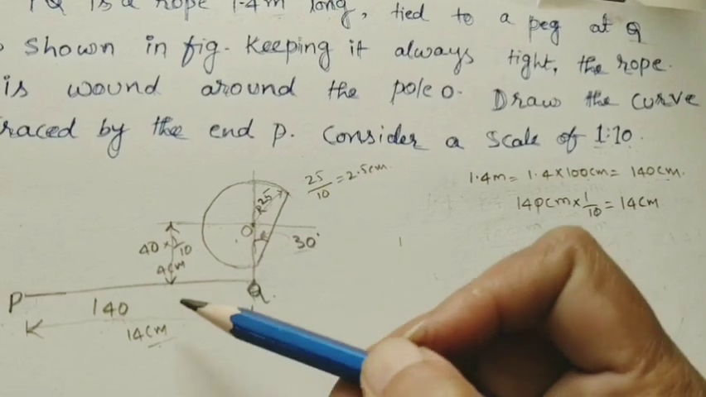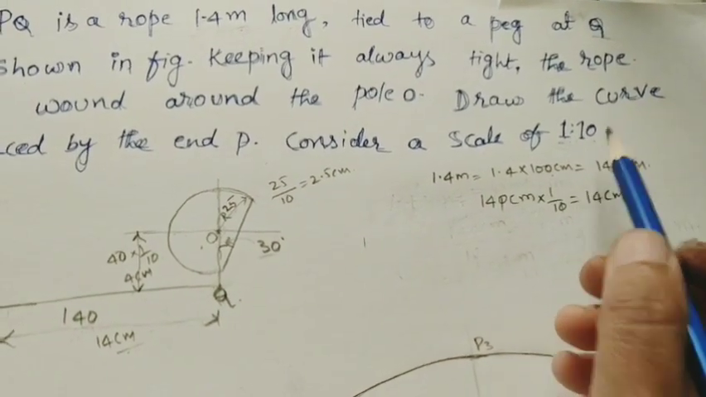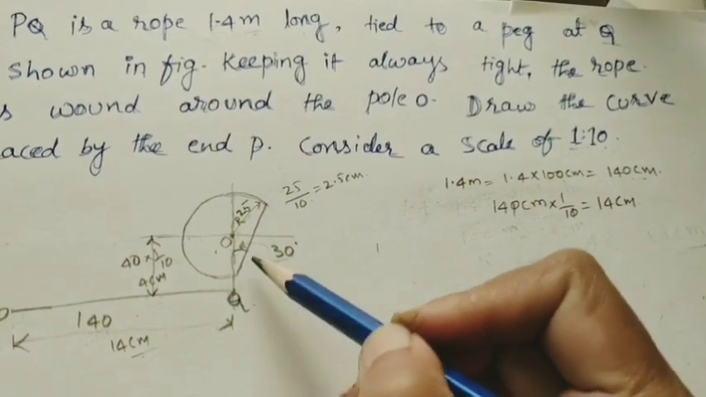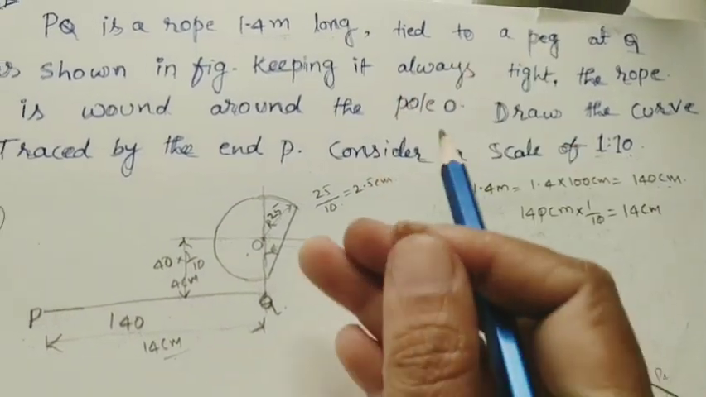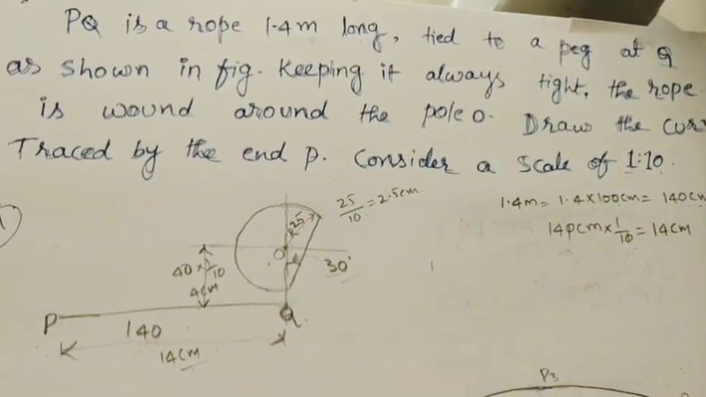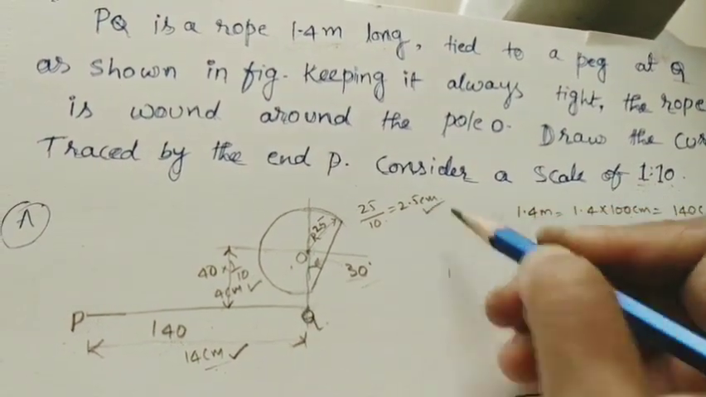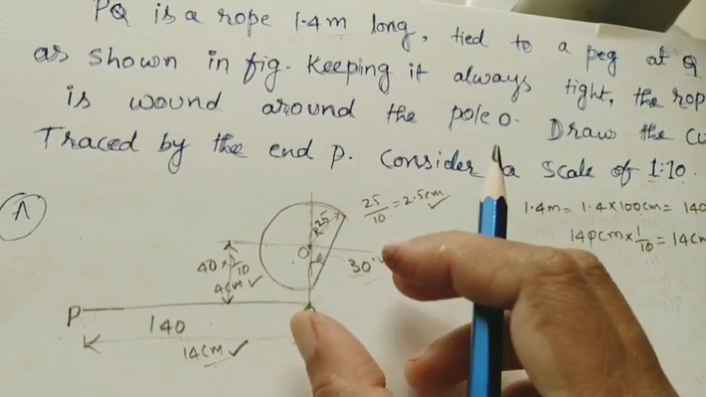Whatever values are given, we are reducing them by multiplying with 1/10. We are reducing the values here, here and here. Angles stay as they are, no need to change angles. The direction will be the same. Let us take these new values: 14 centimeter, 4 centimeter, 2.5 centimeter, and 30 degrees. Let us do this by using the drawing instruments.